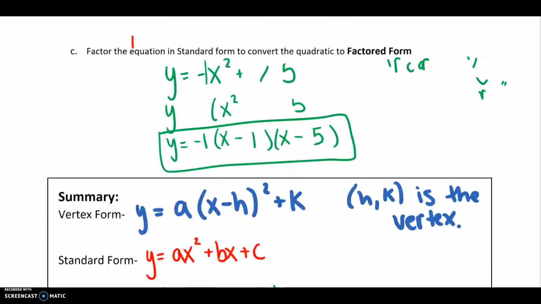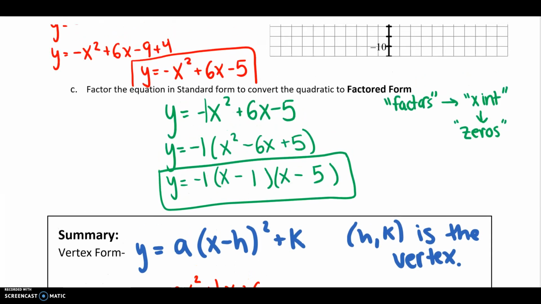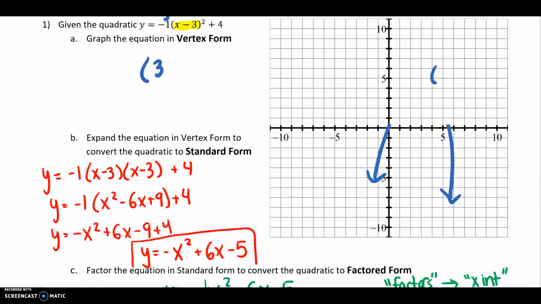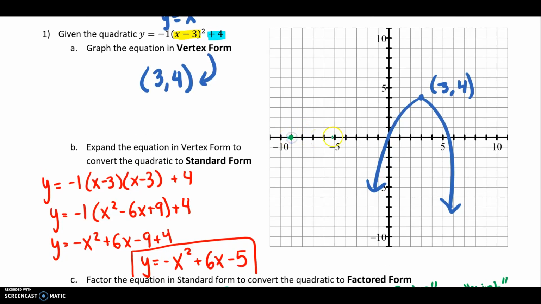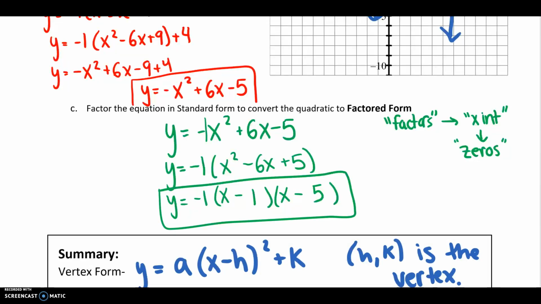Now, in terms of how you use factored form, this is interesting because you actually know how to find x-intercepts. All x-intercepts, regardless of where they are on the graph, would have a y value of 0 because you're not moving up or down on the y axis. So if you want to find the x-intercepts or the factors, you would want y to be 0. I'm going to substitute 0 for y. So I'll have 0 equals negative 1 times x minus 1 times x minus 5.